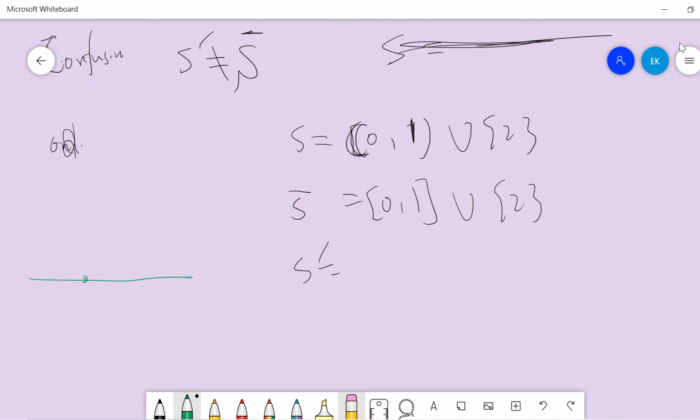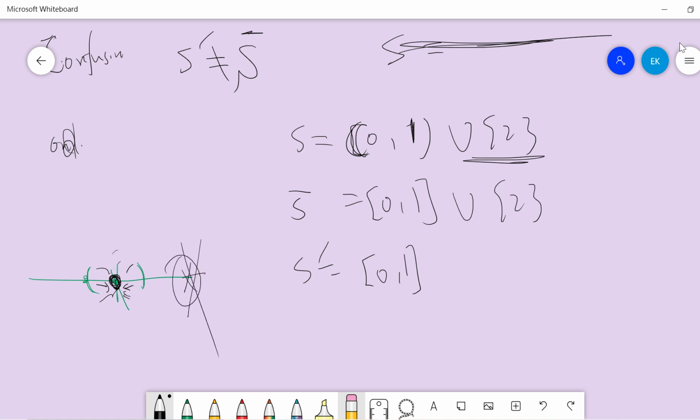For the derived set, any point in (0,1) is in the derived set, because even though you remove this point, it can still be approximated infinitesimally by other points. So this is still [0,1], but 2 is not a limit point, because once you remove 2, there are no other points which can approach that point. So you see S prime and S bar are different. Up to now, you understand what a derived set means.